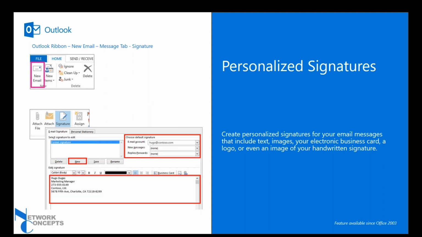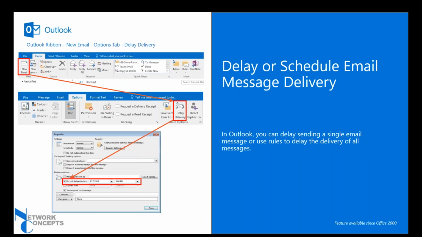Let's move on from there. Let's go into delaying and scheduling emails. With Outlook, your emails are going to send immediately once you hit send. But let's say you want to delay a message. Here's how you're going to do that. You're going to hit new email, then in your options there's going to be a thing called delay delivery. In that, there's going to be do not deliver before, and that's where you'll put your date and time. So click that, enter in the time, and then close and send.